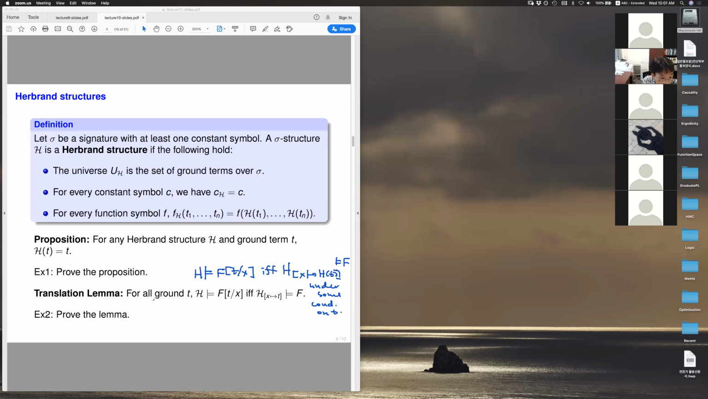And then what this theorem tells us is that for a Herbrand structure, this translation lemma can be simpler because we don't have to worry about this. Also, we say this one can become equal to T. So these are the two things that you need to prove. I will give you maybe 2 minutes to prove both the proposition and the translation lemma.